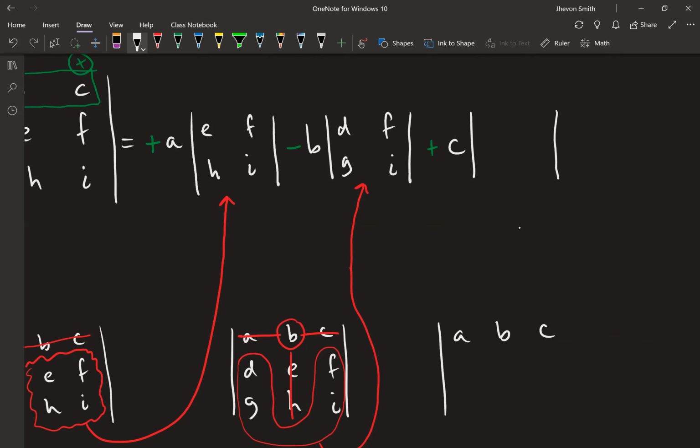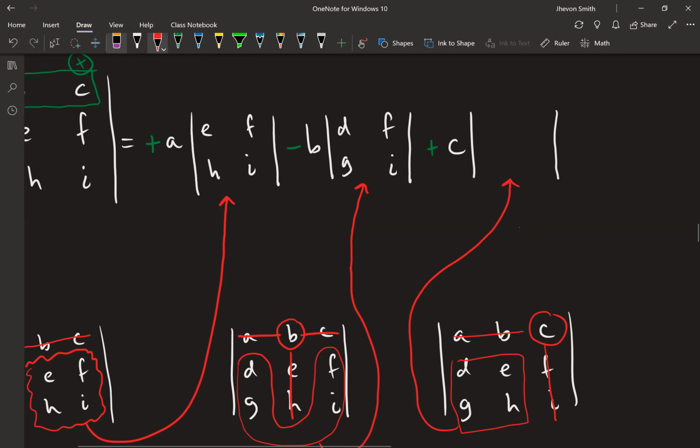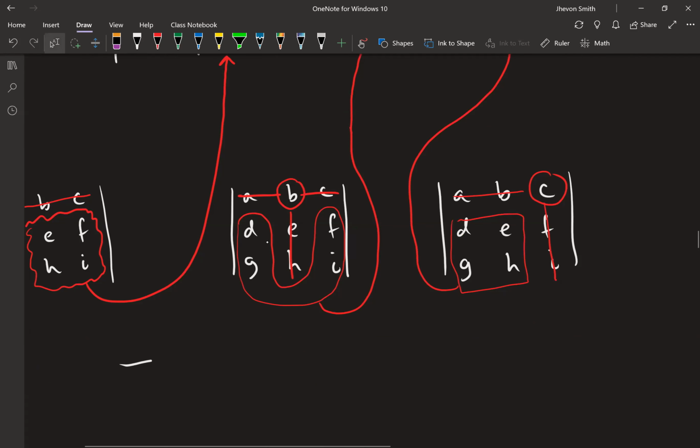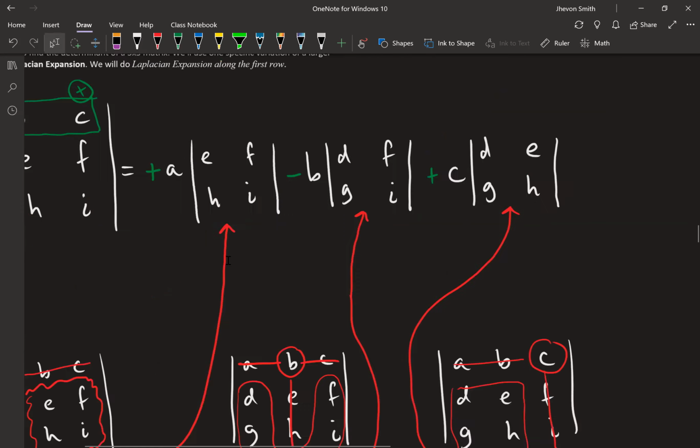A, B, C, D, E, F, G, H, I. So focusing on the C, block out everything in that row and that column. You'll have a matrix left over here. That's the guy that goes in here. So here you'd have D, E, G, H. And with that, we can now finally compute the 3x3 determinant.